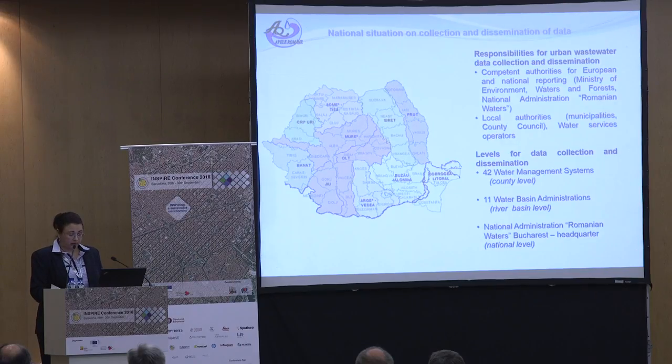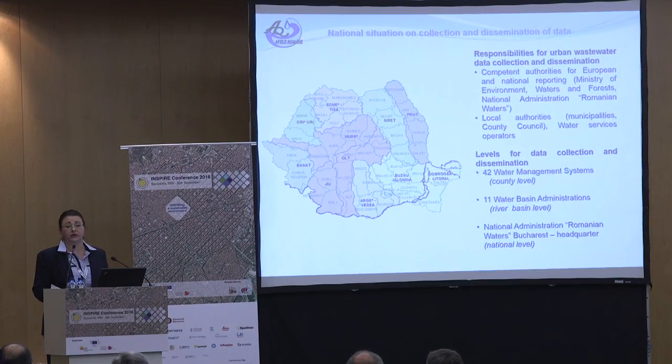The urban wastewater information in Romania is collected at 3 different levels. So we start at the local level, which means the raw data are delivered by the local authorities, by the municipalities, by the water service operators. In Romania, we created big operators, that is, regional operators. So there are very strong operators, and they have a good database and a good quality database.